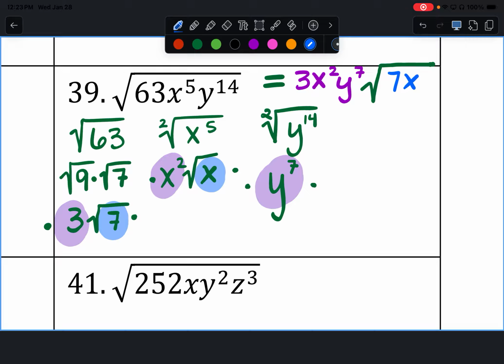So if it's outside of the radical, it will stay outside. If it's inside, it stays inside. And you just multiply those parts together. Okay? For 40, why don't y'all try to do 40 for me? And 41, just for funsies.